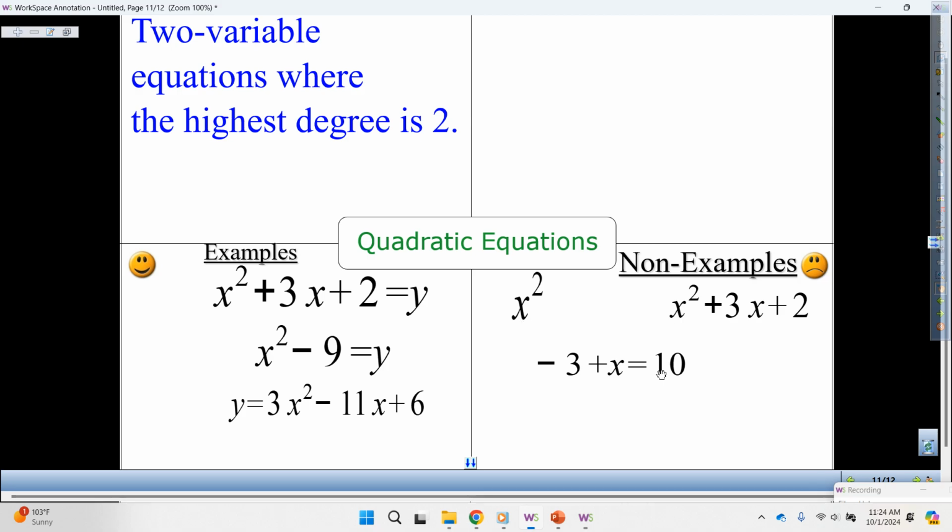Tell your neighbor why those are not quadratic equations. Why are these three not quadratic equations? Talk it over with your neighbor. See what they say. Then Dana's going to get us started.